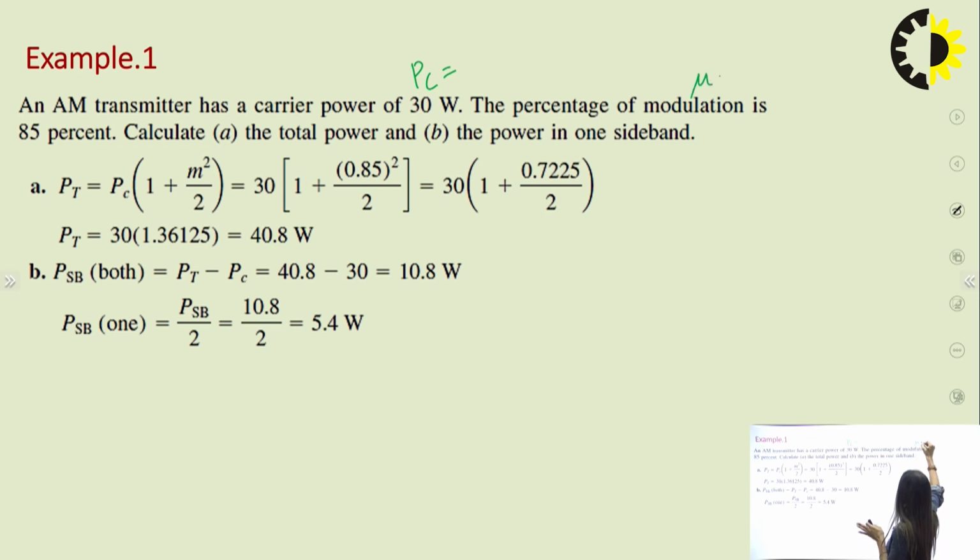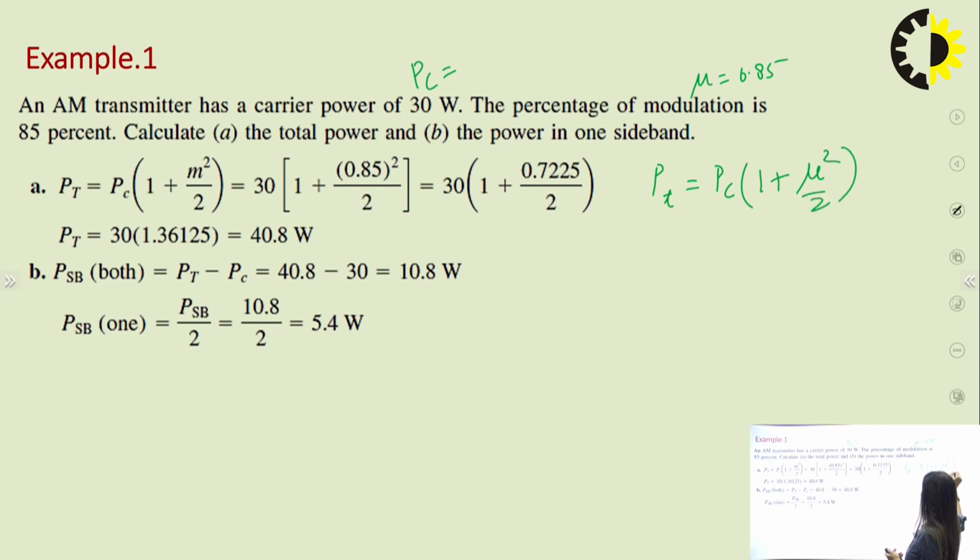So here it is. Calculate the total power. So total power I can calculate by just using PT is equal to PC into 1 plus mu square by 2. Okay. So I will calculate. Okay. So put the values and you can get the answer.